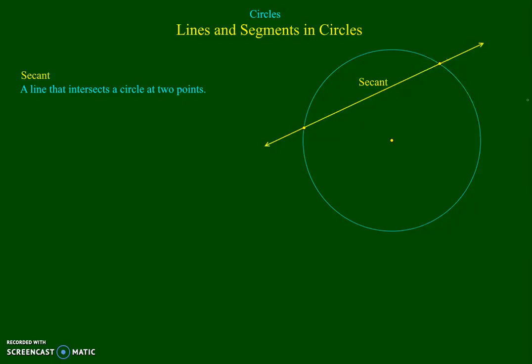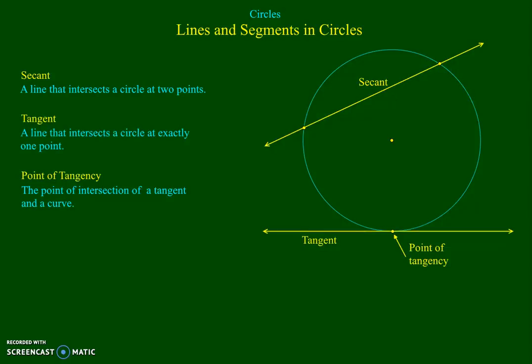The second one is called a tangent. And a tangent is a line that intersects a circle at exactly 1 point. And the point of intersection of the tangent and the circle is called the point of tangency. Now, a tangent gets its name from the Latin tangere, which means to touch. So a tangent touches the circle at 1 point. A secant cuts the circle at 2 points. And we're going to be using these quite extensively throughout this unit.